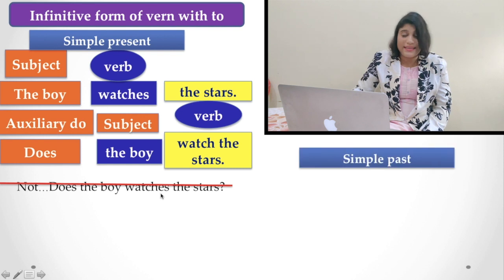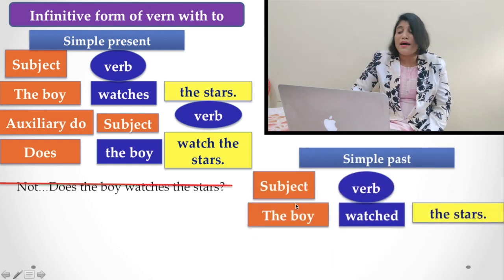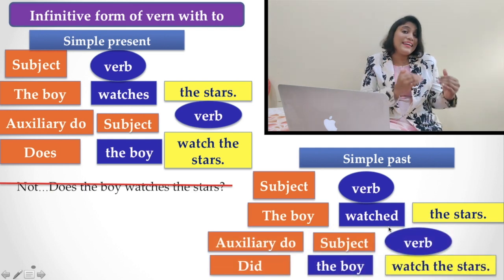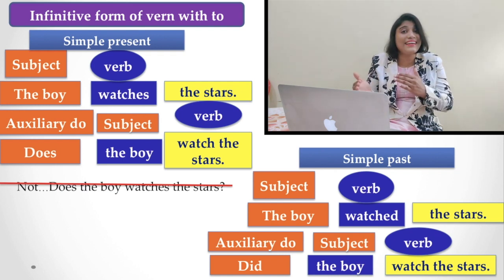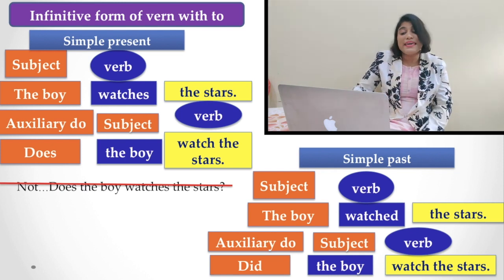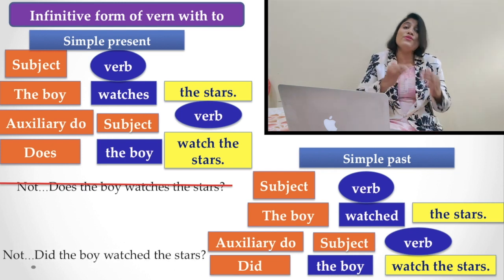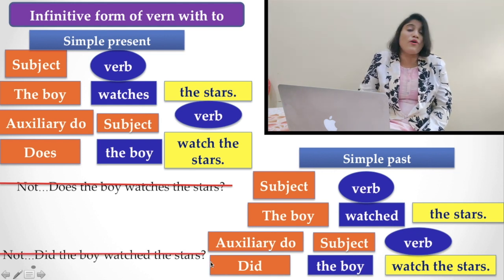Another important thing in case of simple past tense, look at the example again. The boy watched the star. Here you find the auxiliary did: did the boy watch the star? Again, the infinitive form of the verb you have to use. In that case also, you do not say did the boy watches the star. This is not a proper use.